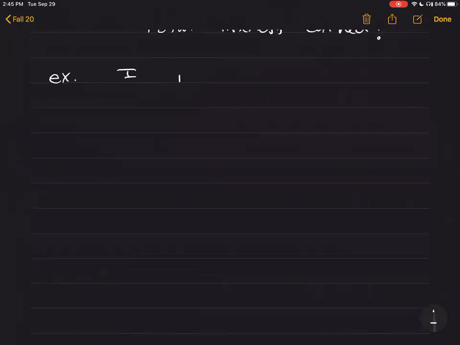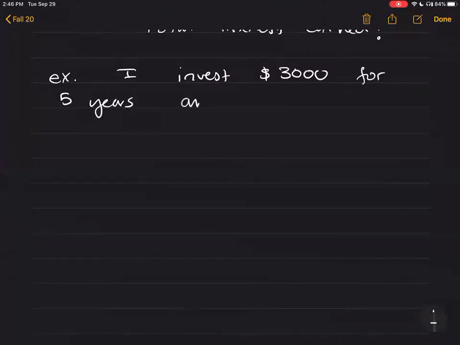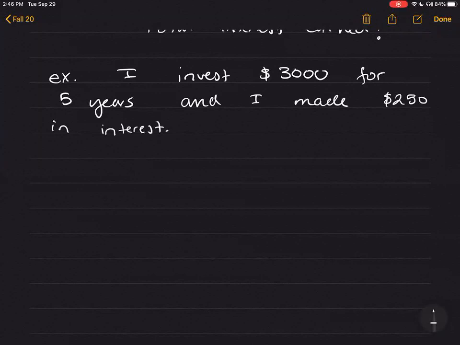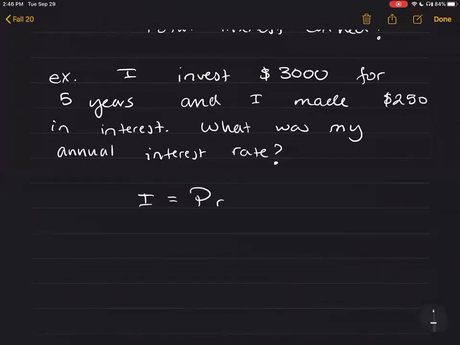Let's say I invest $3,000 for, let's do 5 years. And I made $250 in interest. So I want to know what was my annual interest rate. Okay, so remember our equation, I equals PRT.